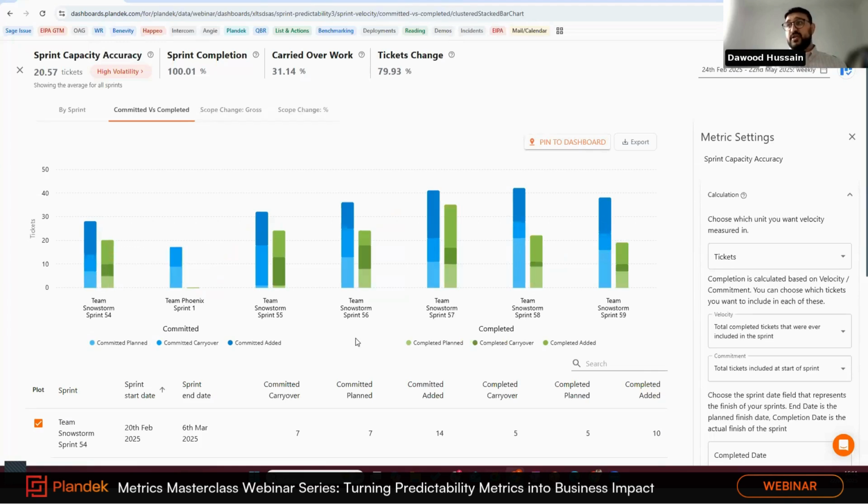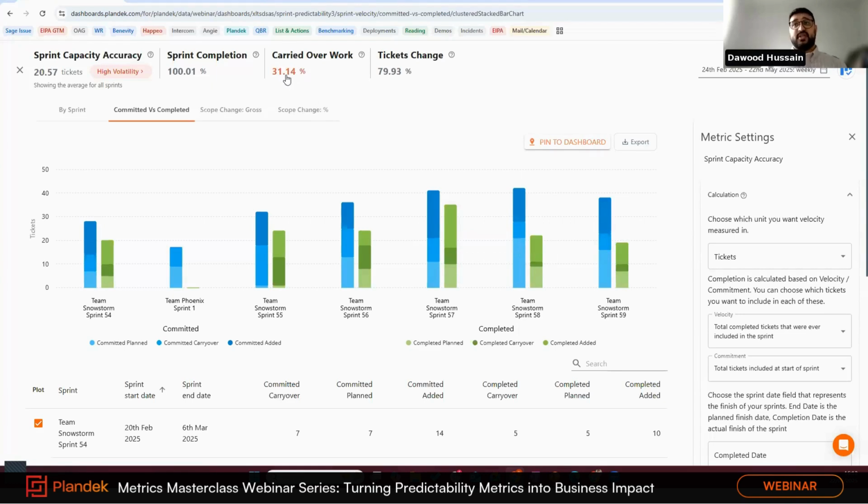So I can openly see in, let's say, snowstorm sprint 58, I can see I had 21 tickets that I planned for, but I only completed 9. But when I have a look at the committed added tickets, so 14, and I completed 11. So that's sort of having a look and saying, okay, I can see there's a large amount of work added here, which is actually contributing potentially to me not completing some of the initial work that I have planned too. So we can see there's a couple of things in here as well which people find really interesting.